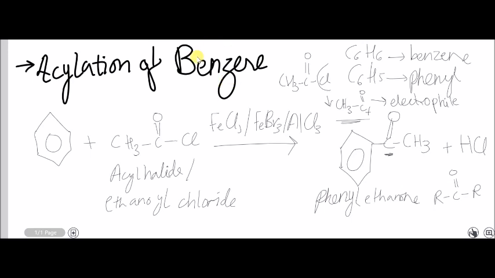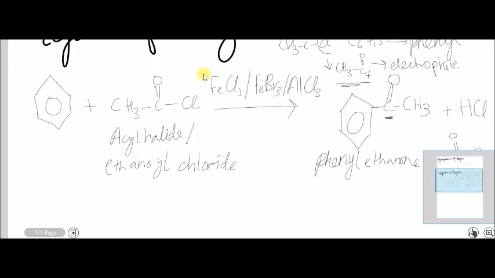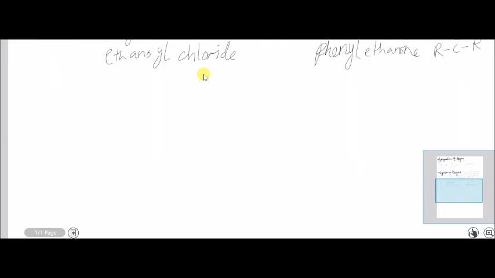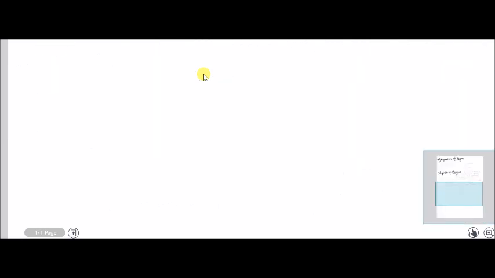Right, now we have done acylation of benzene. Now we're going to move to alkylation of benzene, in which an alkyl chain will be added to the benzene ring. I think it's been way too black and white. Let's add some colors to it, shall we?